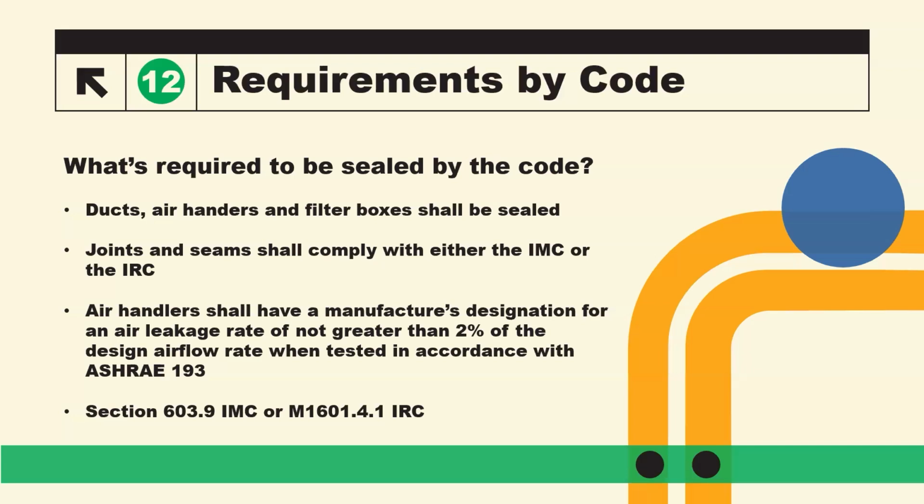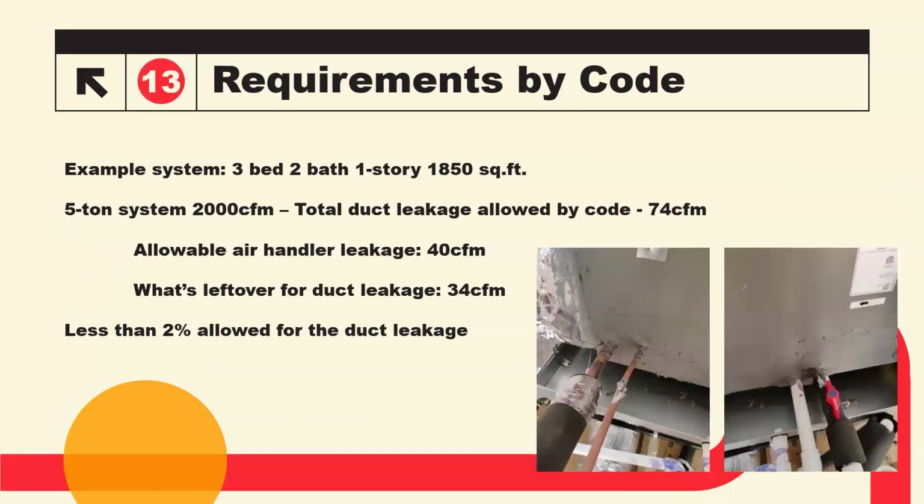And there are the two sections that you find what's required to be sealed for the system itself. As an example, if the system's allowed to leak 2%, I usually bring this up when I do energy inspector training, just to make them understand that we're testing the duct system, but we're also testing the entire system.